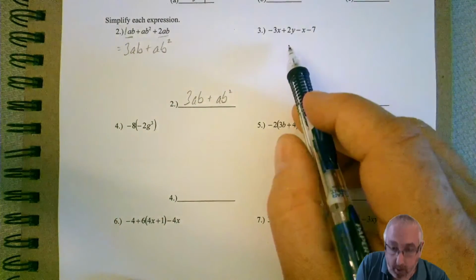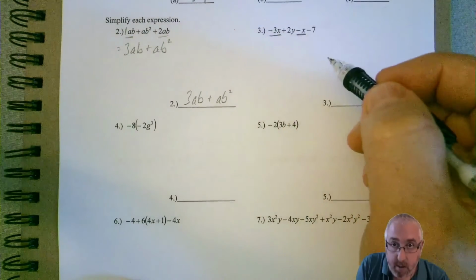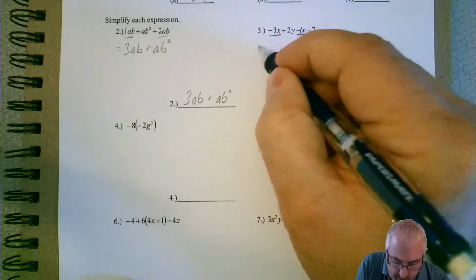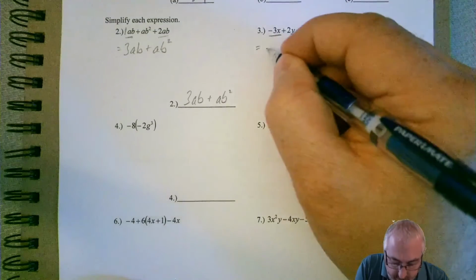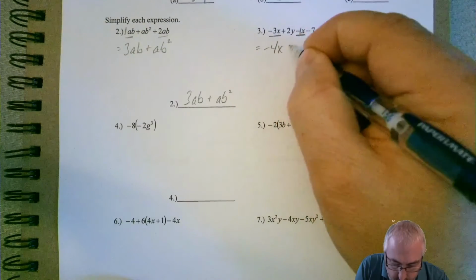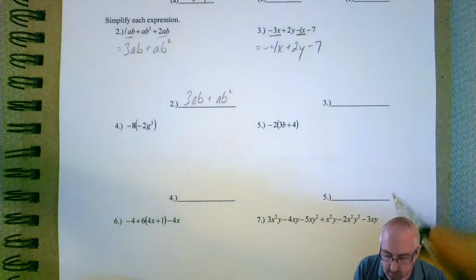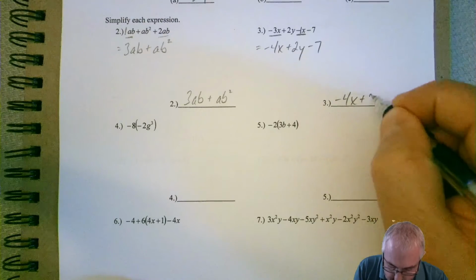On the second one, the only thing we can combine are the x's. Again, we want to squeeze a 1 in here. Now, negative 3 and a negative 1 better be a negative 4. And then the other ones we're just going to write down. So that was a pretty quick one.